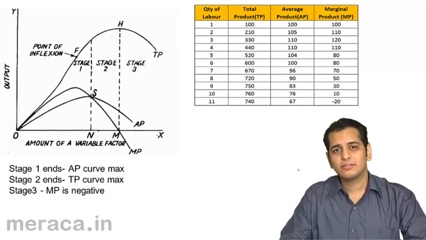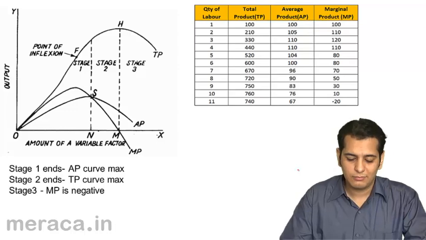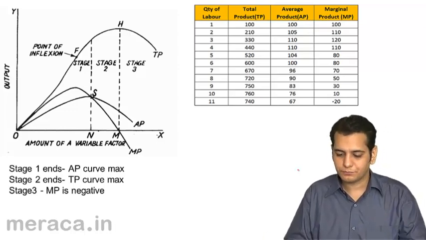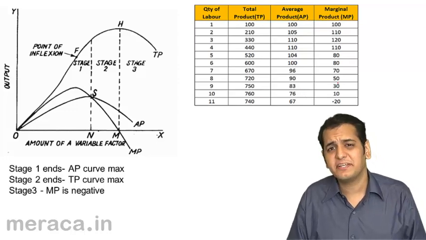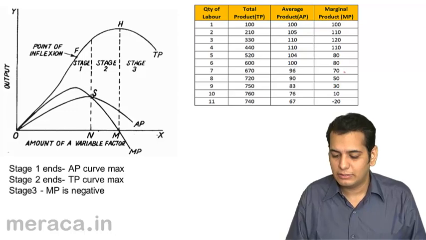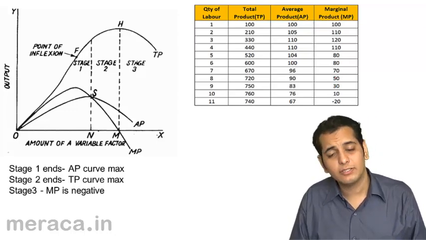Now let's understand this law with the help of a schedule and a graph. But before going to the graph, let's first understand the schedule. This is the same schedule which we have used for understanding the TP, AP and MP. So we have taken the same schedule here.